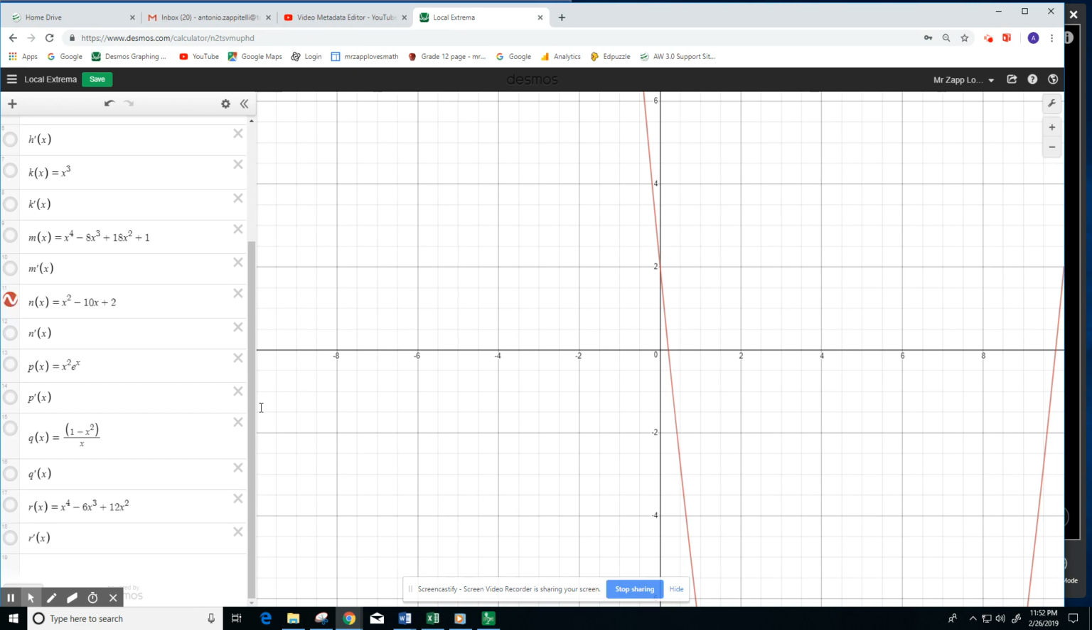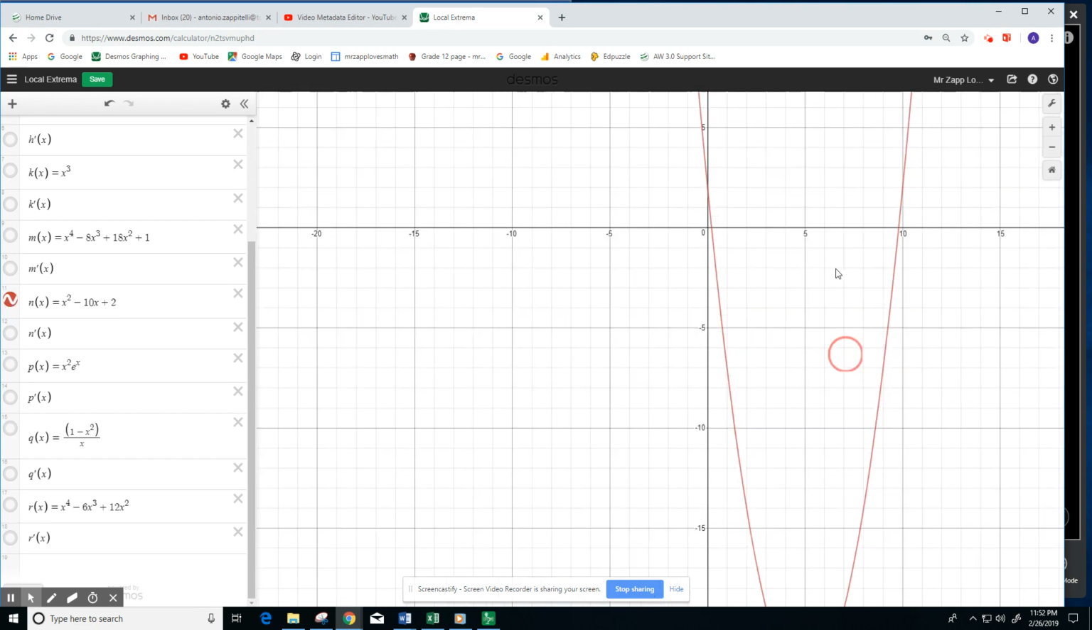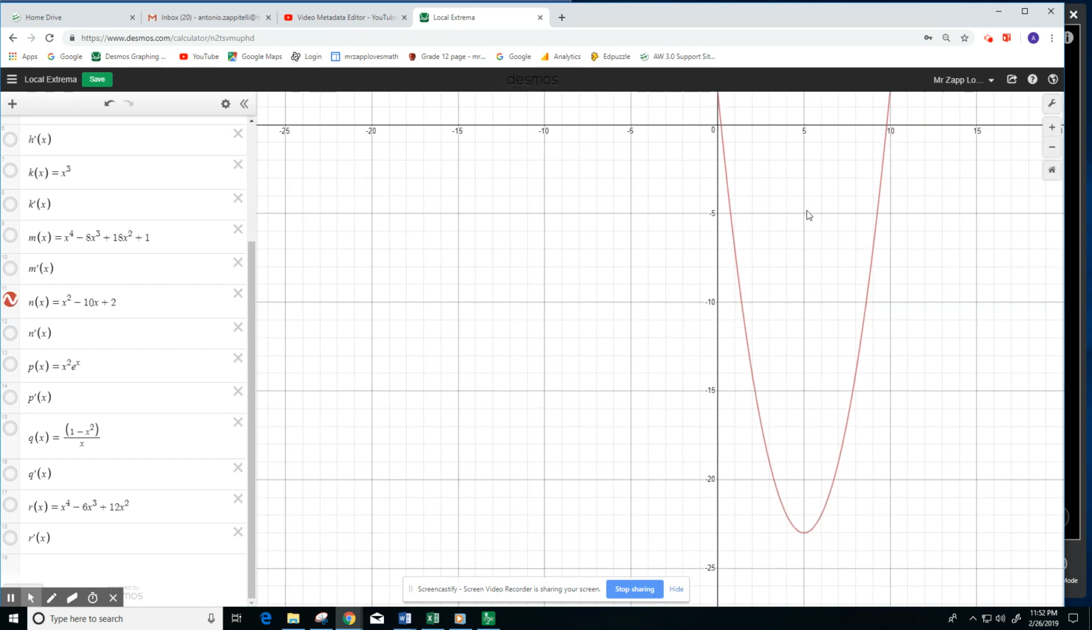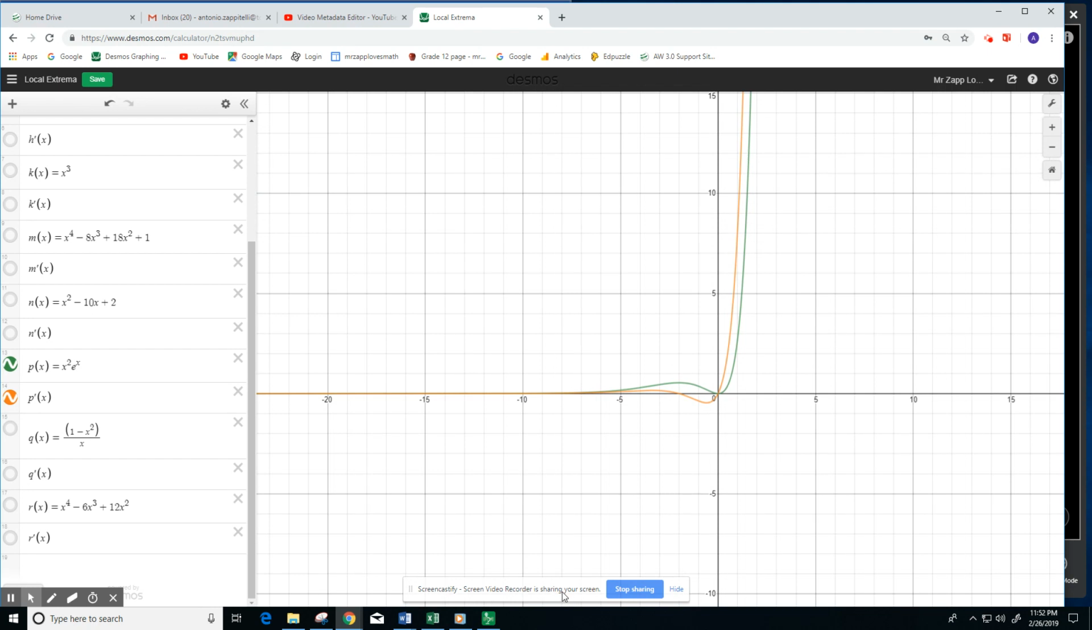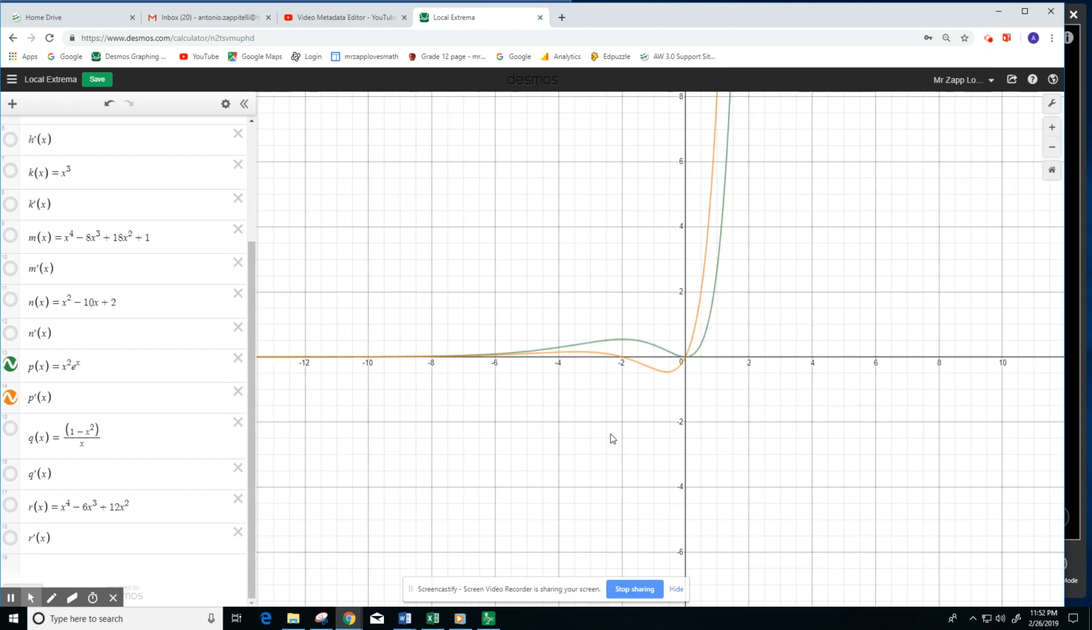We have our parabola. There you go, not surprising at all. Local min, and that was at x equals 5. All right, and again, if we take the derivative, we see it was that line, it crosses the x-axis. Okay, let's take a look at x squared e to the x, and its derivative, and we see that, yeah, at -2, we have a max, derivative goes from positive to negative, and at 0, we have a min, and the derivative goes from negative to positive.